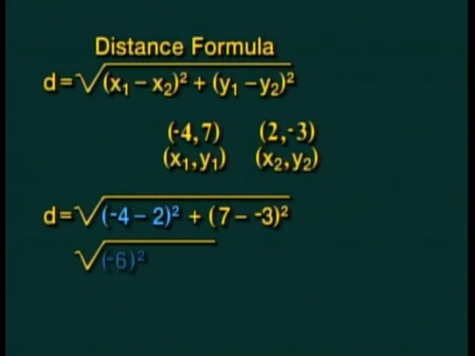Negative 4 minus 2 is negative 6. Negative 6 squared is 36. 7 minus negative 3 is 10. 10 squared is 100. 36 plus 100 is 136. D equals the square root of 136. The square root of 136 is approximately 11.7.